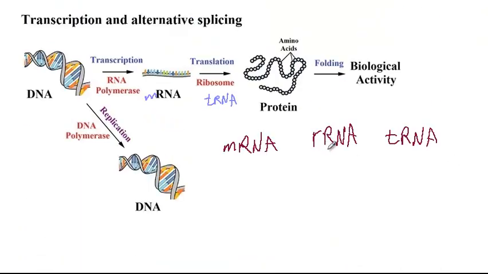Then we have the rRNA, which stands for ribosomal RNA, and this RNA is being produced in the nucleolus, so not nucleus, nucleolus, and make up the bulk of the ribosome.